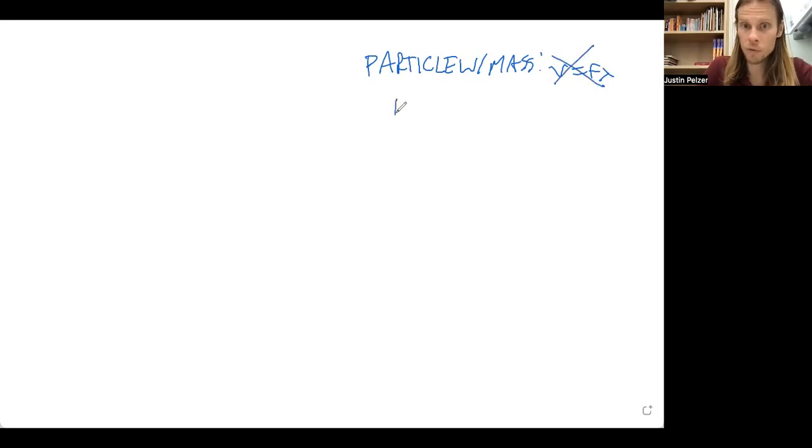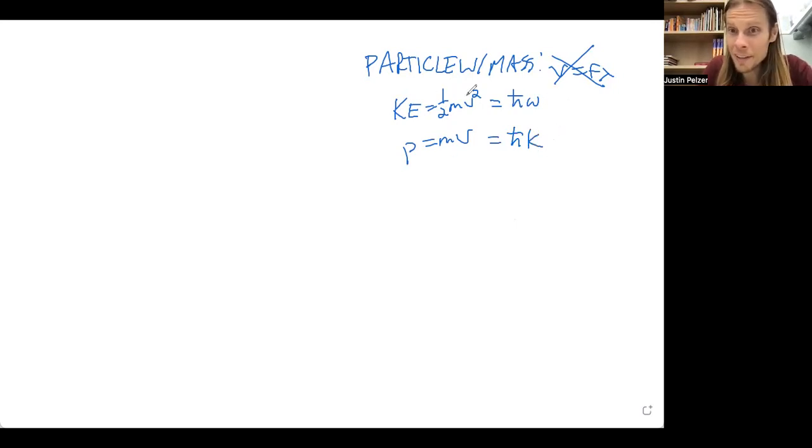So what do you do? You have to do kinetic energy is 1/2 mv squared. That's great. p equals mv. Kinetic energy is also h bar omega, and momentum is also h bar k, right? But you have to go through these to get to velocity.